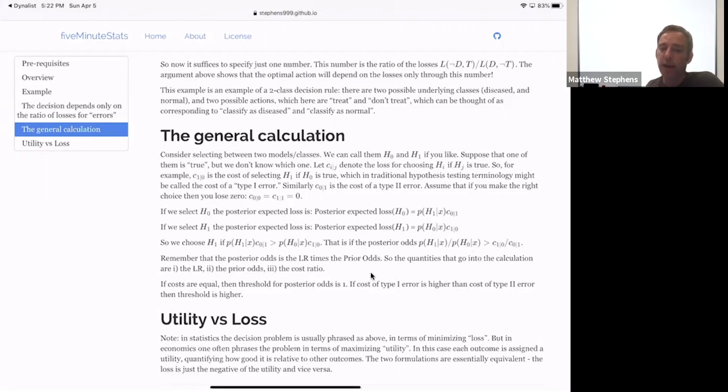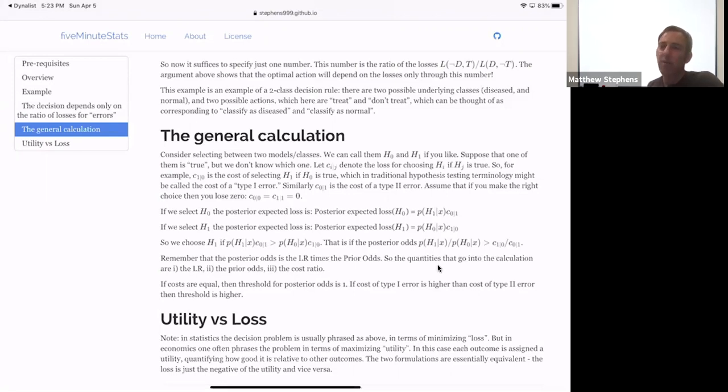And if you do the calculation, what you find is that minimizing the posterior expected loss means you choose H1 if this posterior odds is greater than this cost ratio. So ultimately, all that matters is that cost ratio, and that's it, in the special case of the 2x2 table.